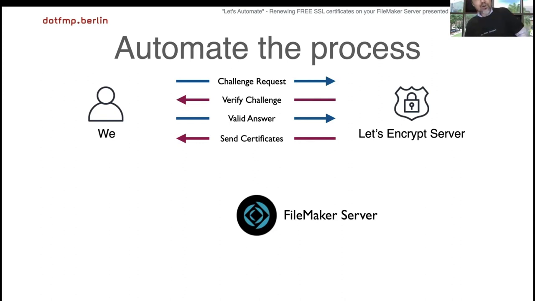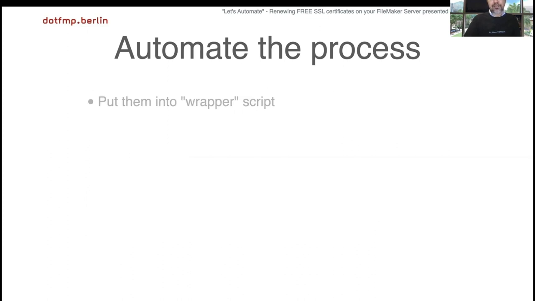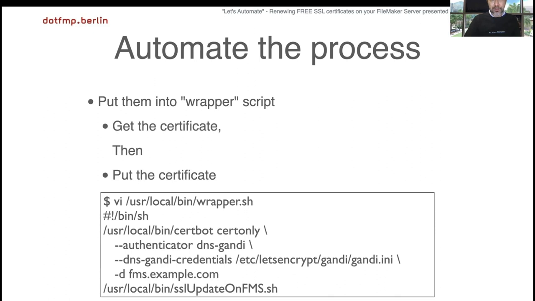So how to automate these processes? I recommend putting them into a wrapper script: get the certificate, then put the certificates. The wrapper script probably looks like this. This part is getting, and this part is putting.